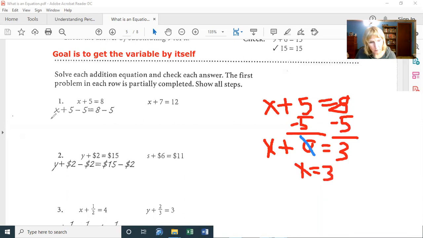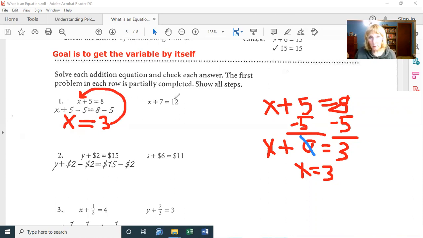So that's the answer to this one, x equals 3. And then to check it, you would put the 3 back in for x, and you should get a true statement. So if I put 3 back in there, 3 plus 5 equals 8 is a true statement. So I know I did it right.